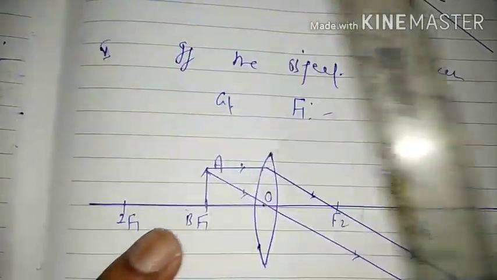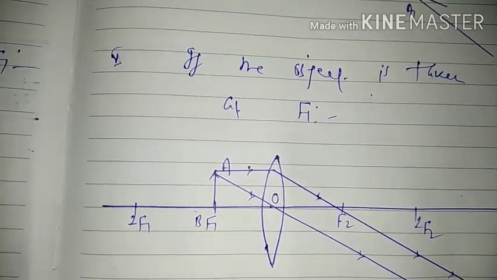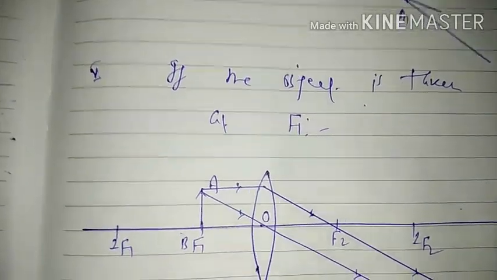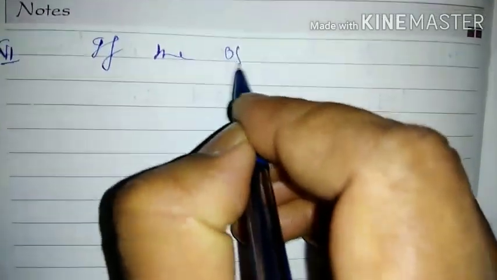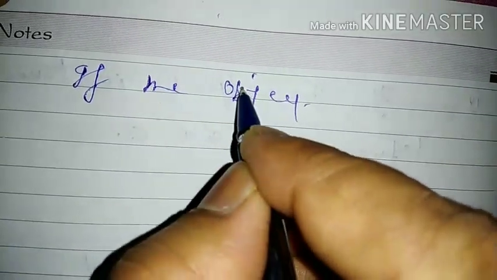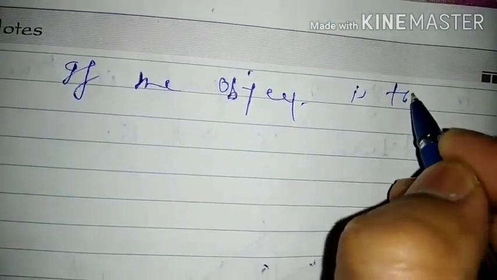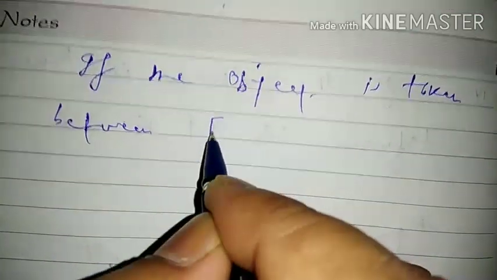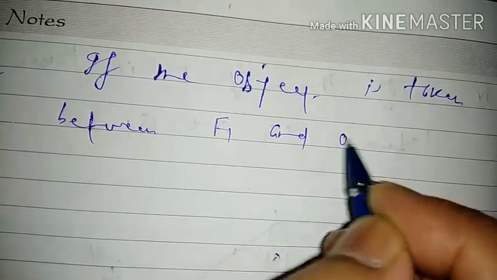So now the images are magnified. In 5 cases of the convex lens, the images are real in nature. But now we shall see that in the 6th case, the image will be virtual. In the 6th case, the object is taken between f1 and the optical center.